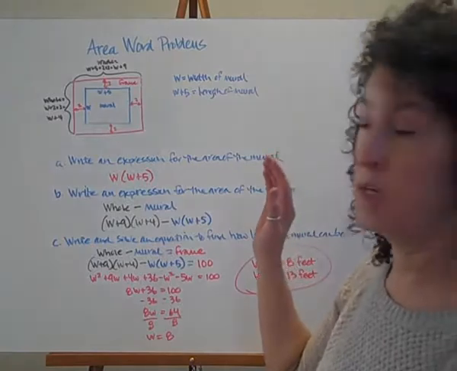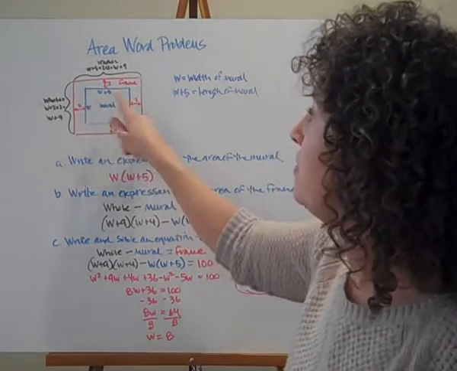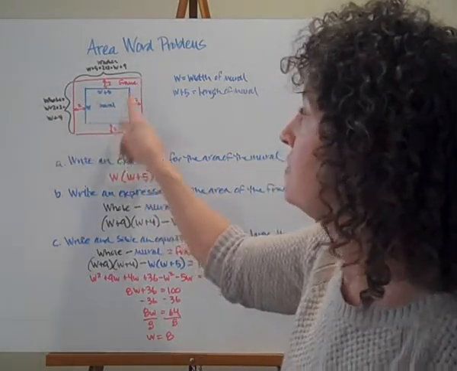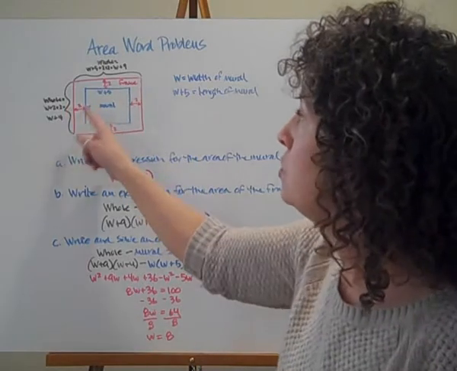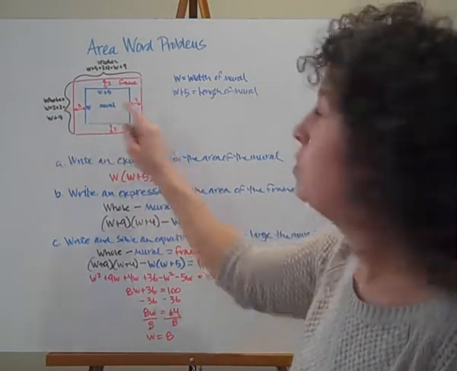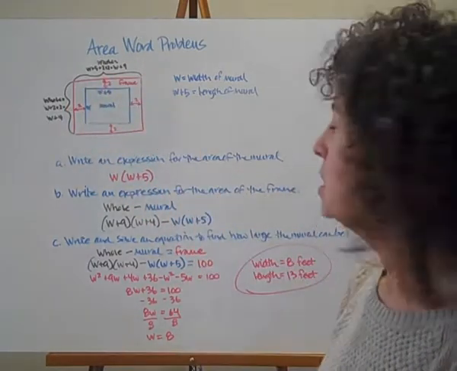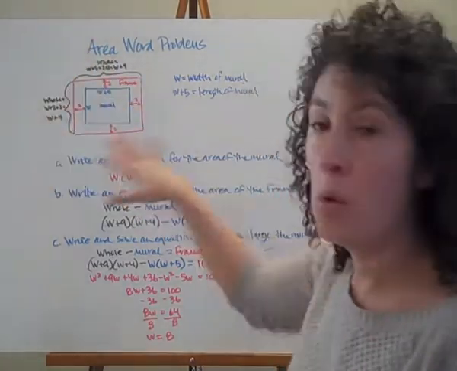The length of the entire thing. I know I have W plus 5 here, but I have 2 feet on the left and 2 feet on the right. So that's going to be 2 plus W plus 5 plus 2, which is W plus 9. So now I figured out the area of the whole thing.